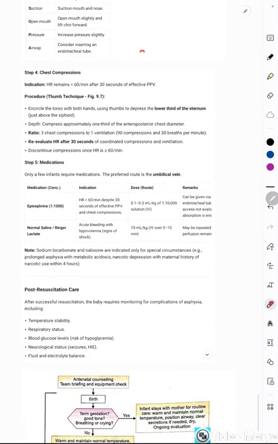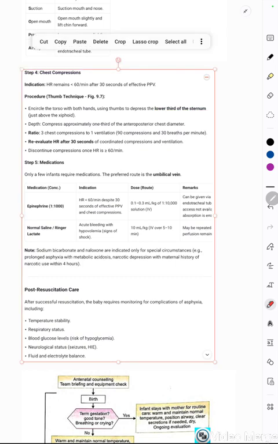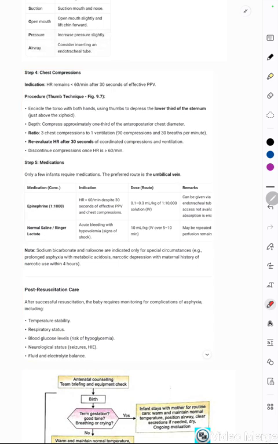So an endotracheal tube of 2.5 mm to 3.5 mm diameter is used for ventilation. Now, if the heart rate falls to less than 60, then start with chest compressions. The chest compression consists of the two thumb technique. The two thumbs are used to depress the lower 1/3 of the sternum just above the xiphoid process. The depth should be 1/3 of the anterior-posterior chest diameter, and the ratio is 3:1, 3 compressions to 1 ventilation.